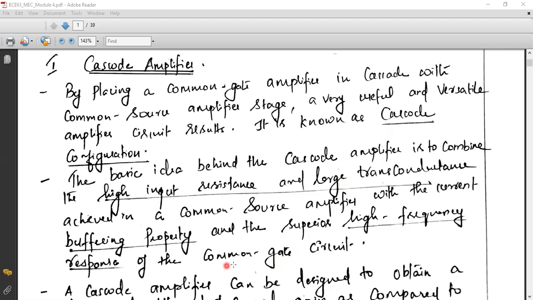At the same time, if you take a common gate configuration, its desired properties are the buffering property and high frequency response. A superior high frequency response means that in the high frequency domain we have very high performance. We will have sufficient bandwidth, and the cutoff frequency will be very large. So we can give any frequency range of input signal and still get sufficient amplification.